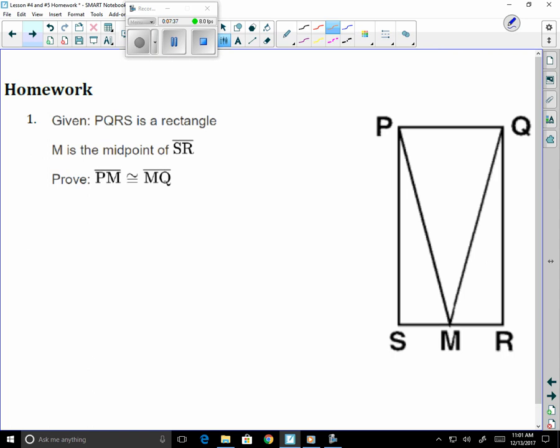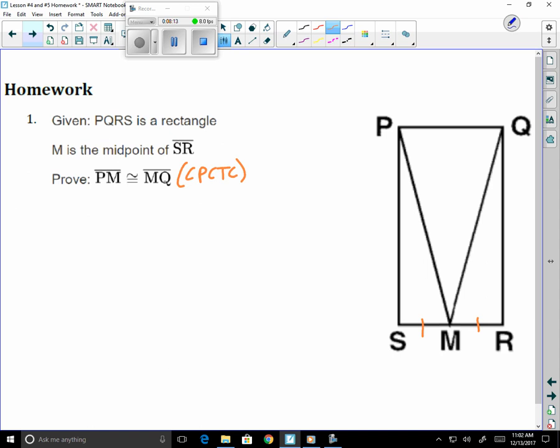So lesson 5 gave us this rectangle. As soon as I see rectangle, I know it's a parallelogram, and I also know that the angles are 90 degrees and all congruent to each other, and I know that the diagonals are congruent. In this picture, I don't see diagonals, so I'm probably going to need the fact that a rectangle has congruent angles to complete this proof. It also tells us that we have a midpoint, so as soon as I see midpoint of SR, I know that these 2 pieces are congruent. And it wants us to prove that PM and MQ are congruent. So again, this is going to be a CPCTC proof.